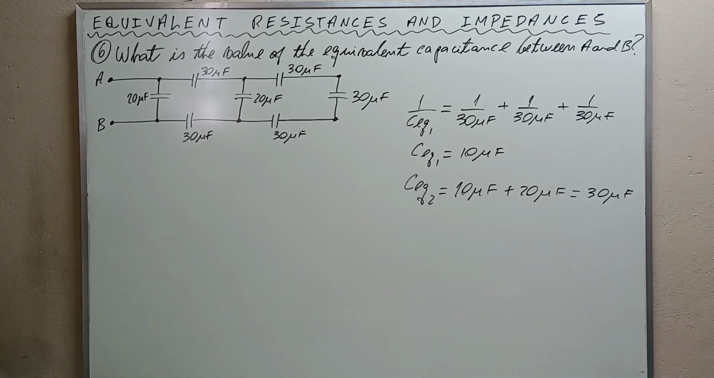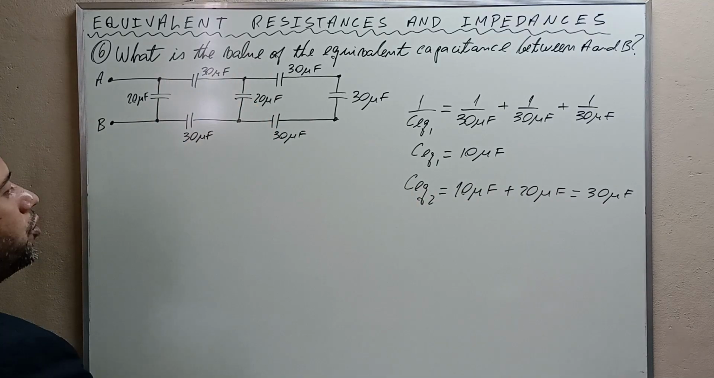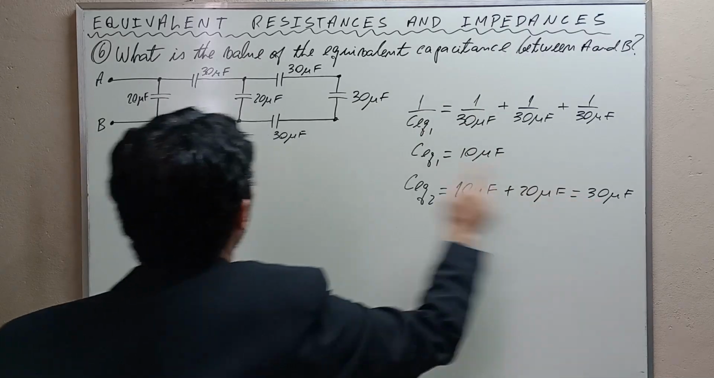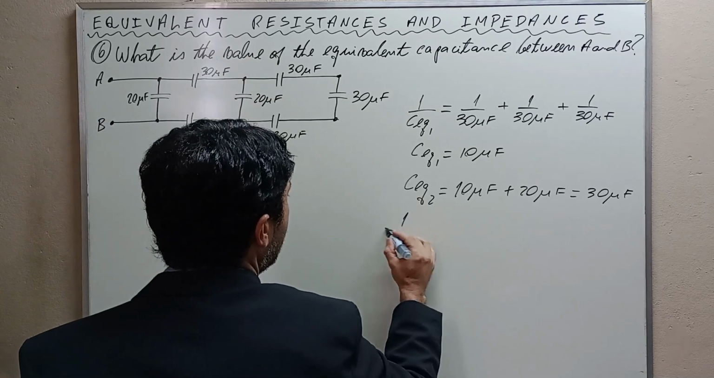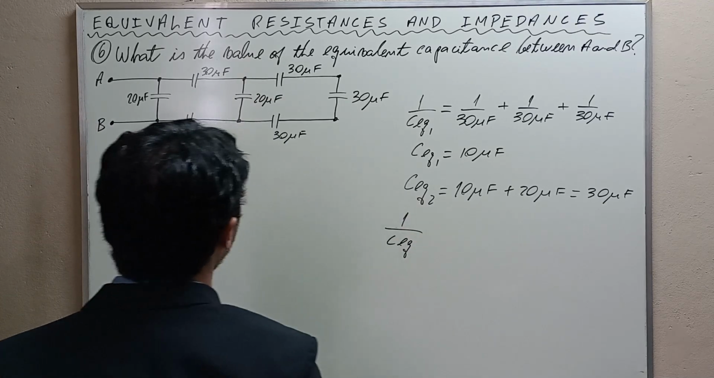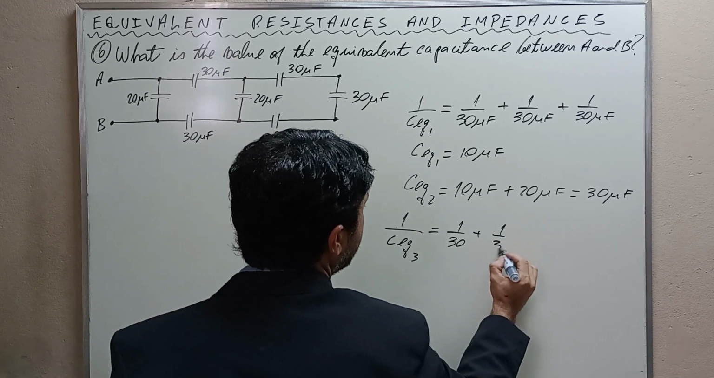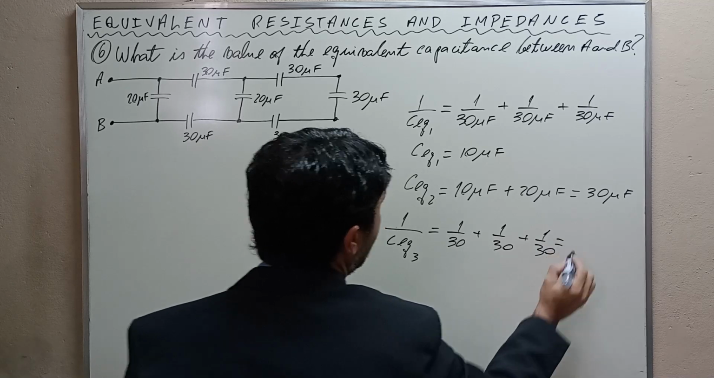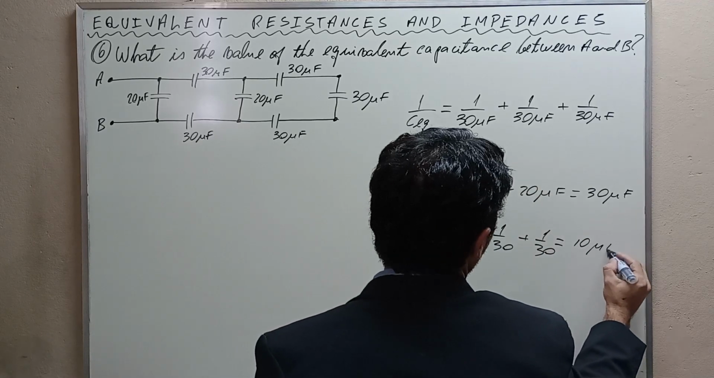Subsequently, we notice that there will be 3 30 microfarad capacitances in series. These will be in series with these, okay? If we replace all this by this, this will be in series with this. 1 over equivalent capacitance number 3 is equal to 1 over 30 plus 1 over 30 plus 1 over 30, and as we already know, it is 10 microfarad.